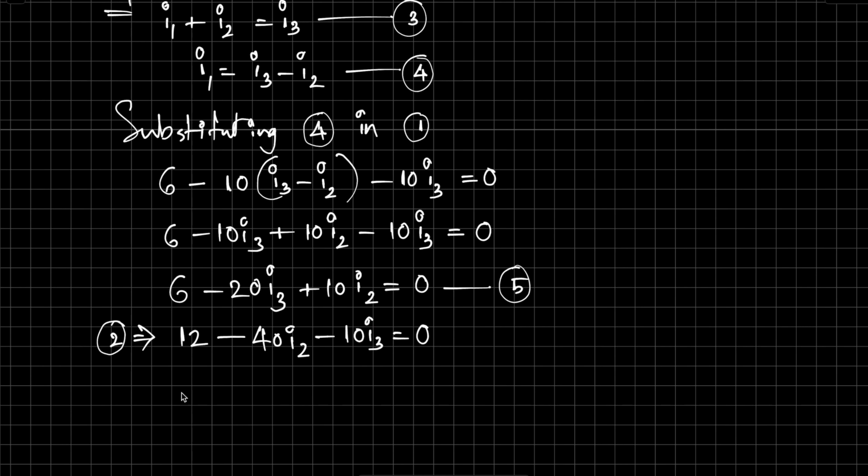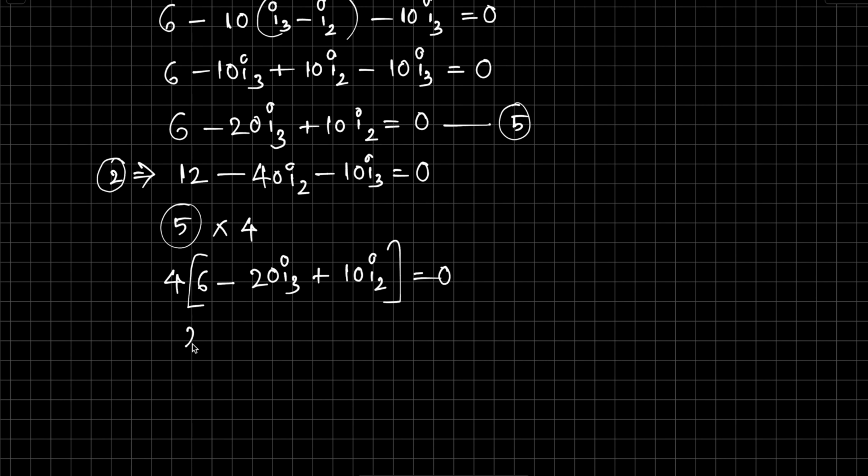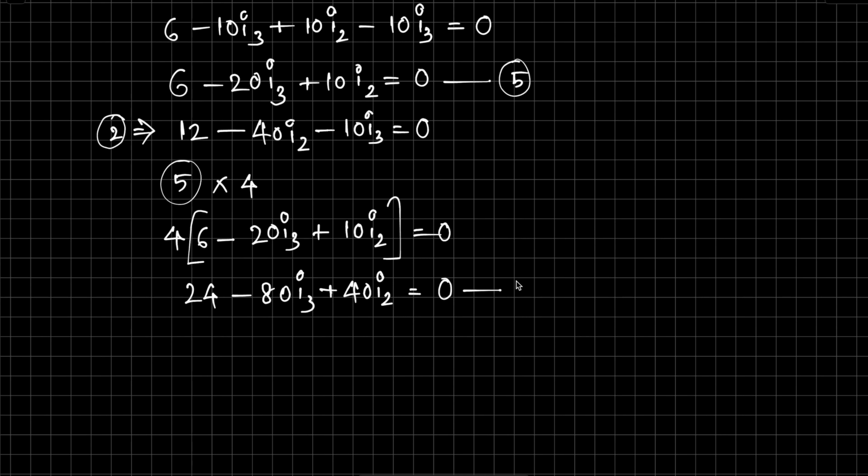I'm going to multiply equation number 5 with 4. 4 times this whole equation: 6 minus 20 I3 plus 10 I2 equals 0. 6 times 4, 24. Minus 20 into 4, minus 80 I3, plus 10 into 4, plus 40 I2 equals 0. That's the modified version of equation number 5. Let's call it equation number 6.